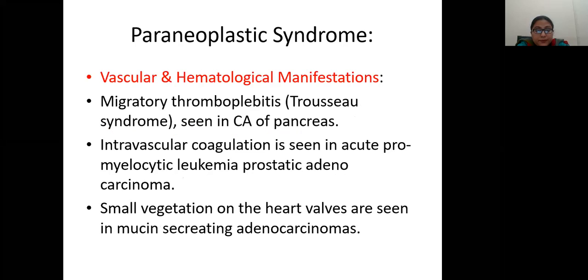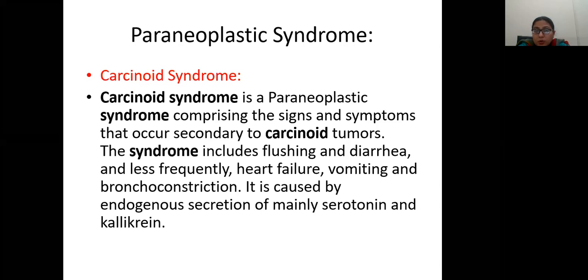Okay, clear? The other examples include vascular and hematological manifestations, very, very important. Migratory thrombophlebitis, or Trousseau sign, can be seen in case of carcinoma of the pancreas. Disseminated intravascular coagulation, or DIC, can be seen in case of prostatic adenocarcinomas, and small vegetations on the heart valves are seen in mucin-secreting adenocarcinomas.